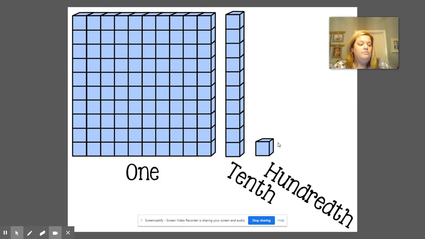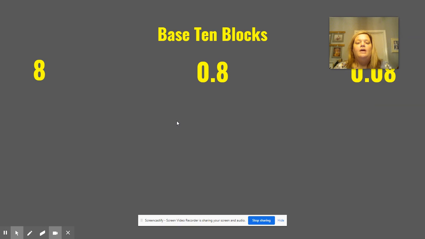And the little cube right here is 100ths. So let's think about it. If it takes 10 tenths to make the one whole, how many hundredths should it take to make the one flat? Think. That's right, 100. So it takes 100 of these little beauties right here to make one little flat. So remember that. Okay, so we're going to look at this with your base 10 blocks.